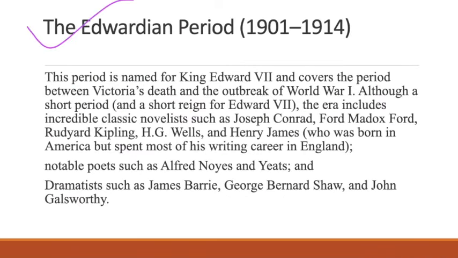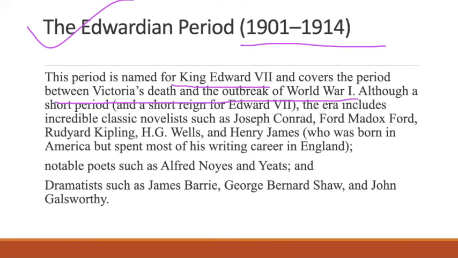Then comes the Edwardian period, that is 1901 to 1914. This is actually named after King Edward VII. It covers the period between Victoria's death and the outbreak of World War I. That is from 1901 to 1914.